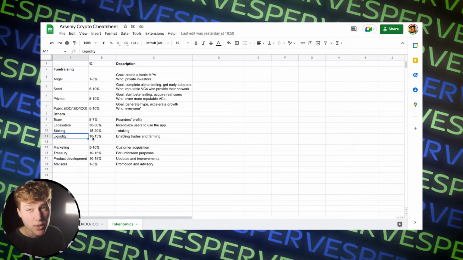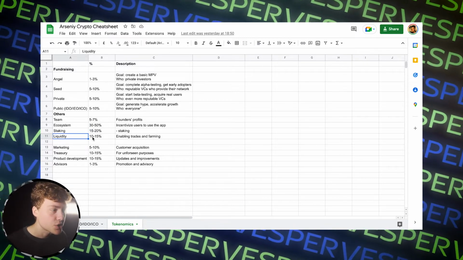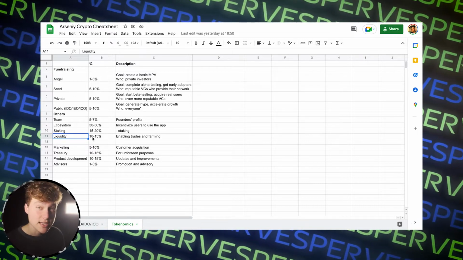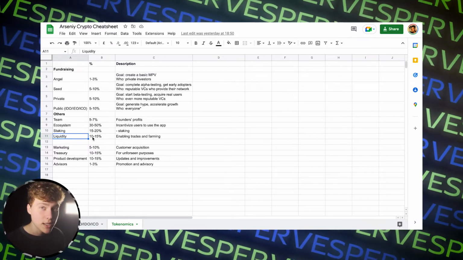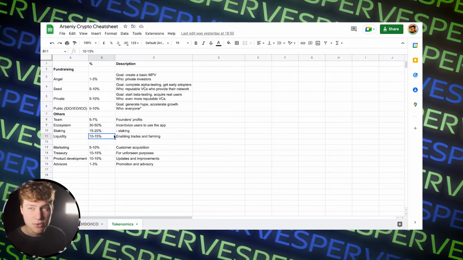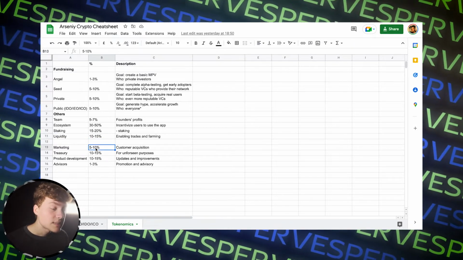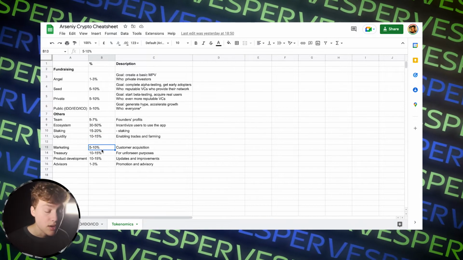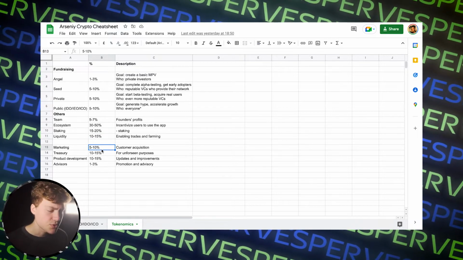Another thing is liquidity. So for example, when the project launches on a decentralized exchange, it needs to have some liquidity because otherwise people just won't be able to buy it. So 10 up to 15%, not more than that. Then also sometimes projects allocate part of their tokens to marketing, usually it's 5-10%.